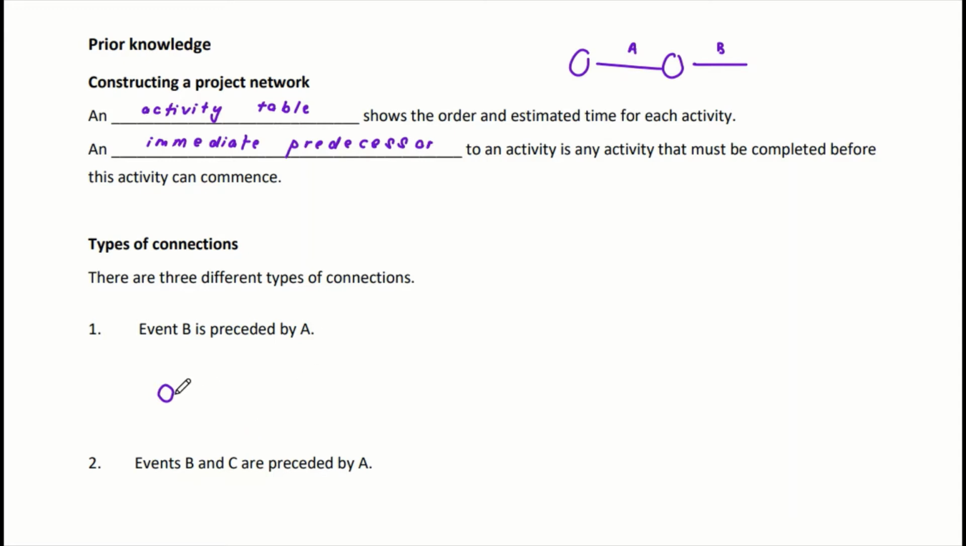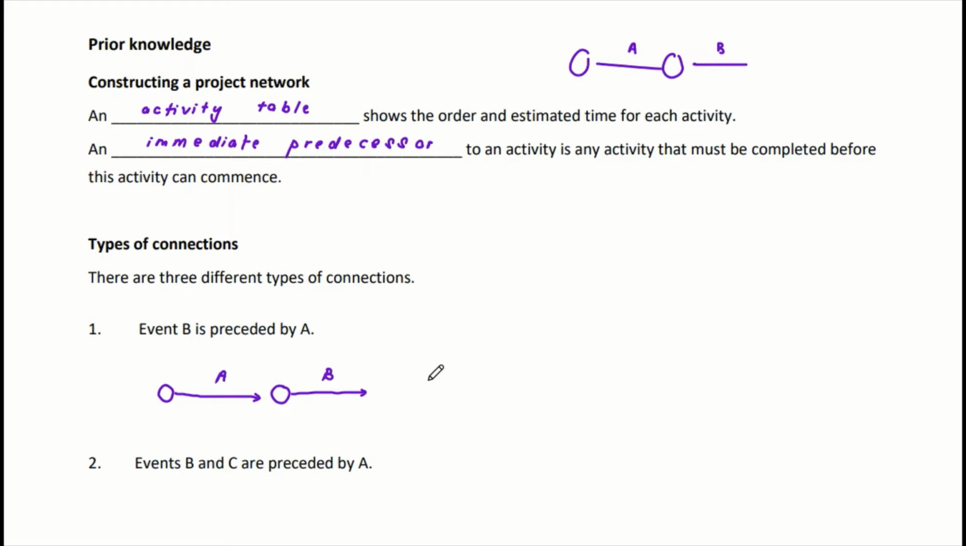Then after that, A comes before B, so that's why we have A here, and don't forget our arrow. After you complete A, you reach another checkpoint, right? When you complete A, only then can you start B. So from there, you continue with task B. This is how you draw it if event B is preceded by A, so A comes before B, or A is the immediate predecessor for B.